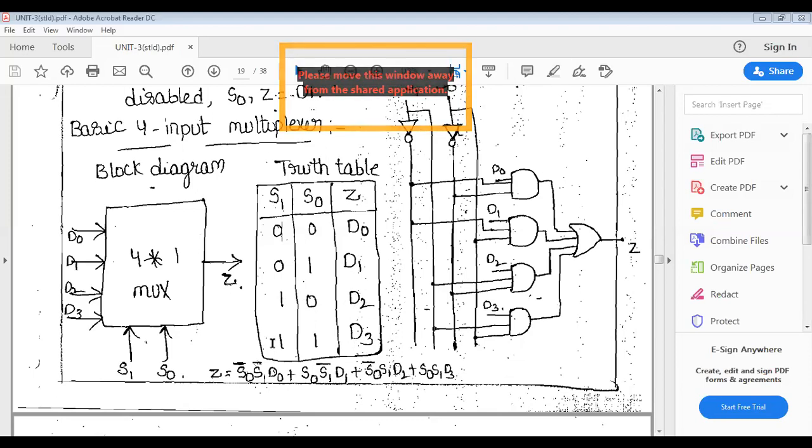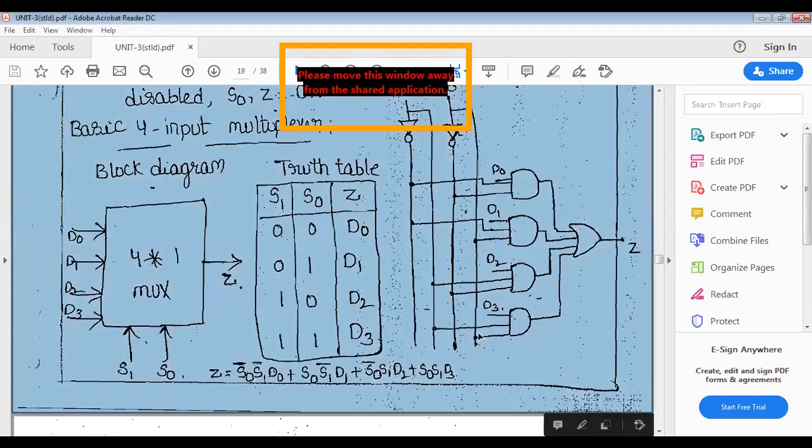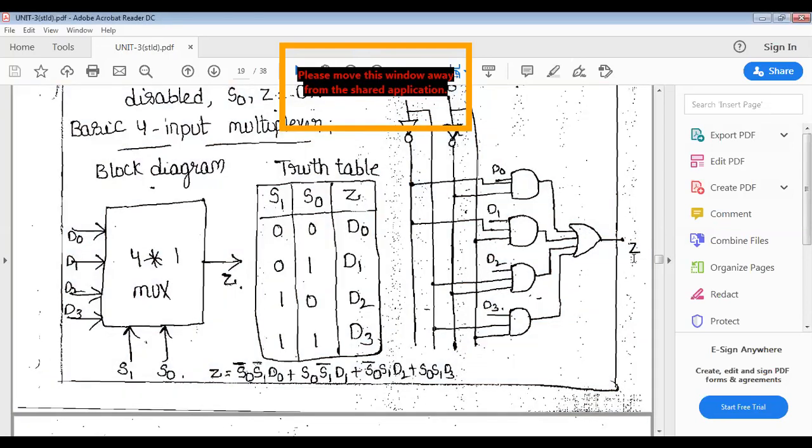My dear students, wherever it is a 1, it is an uncomplemented value. Wherever it is a 0, it is a complemented value. And the last term is S0 is 1 and S1 is also 1. So S0, S1 into D3. That is the Boolean function we got for Z. By using this equation, you have to draw the logical diagram.